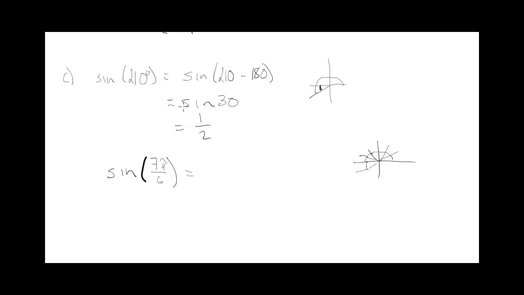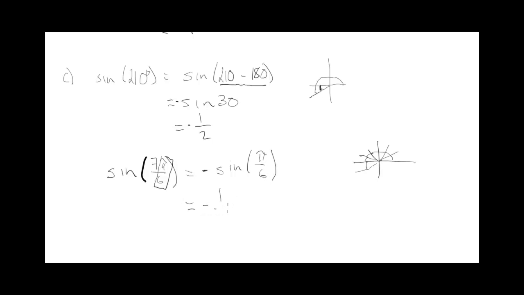Oh, sorry. This should be negative because of the CAST rule. So you had to add that. Same thing over here. You're in your third quadrant, so you've got to add the negative. Over here, you had to kind of work out what the related acute angle is. Here, the related acute angle should be very simple. If it's 7 pi by 6, the related acute angle is just pi by 6.